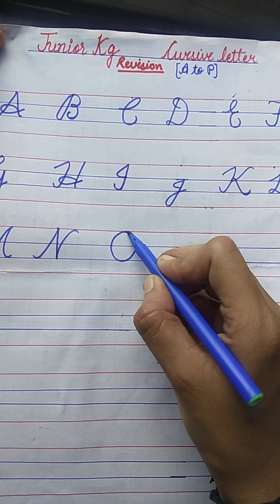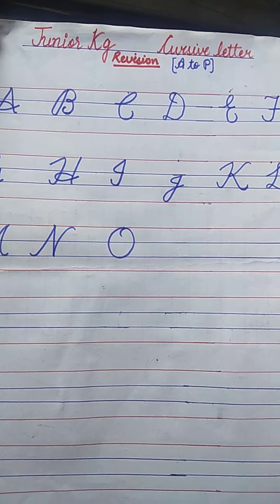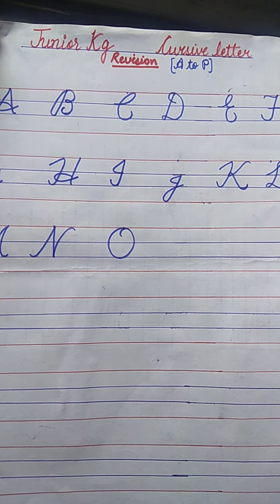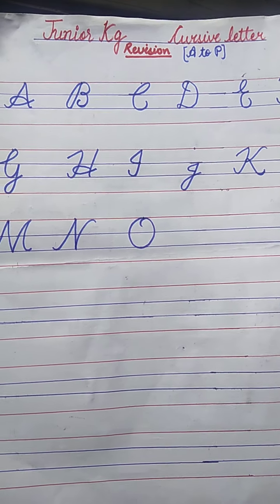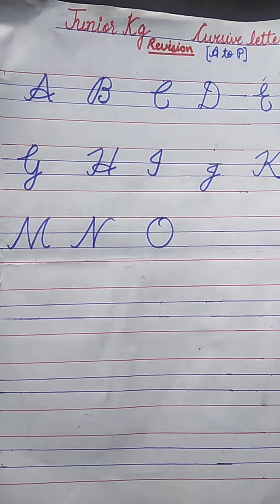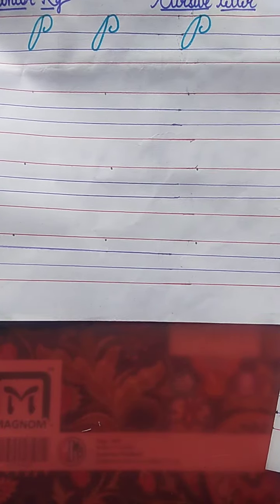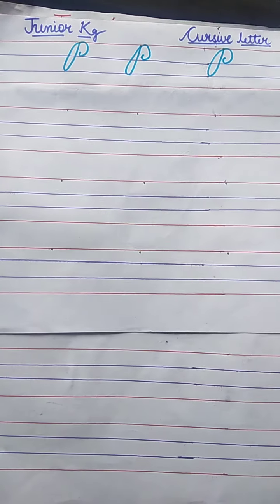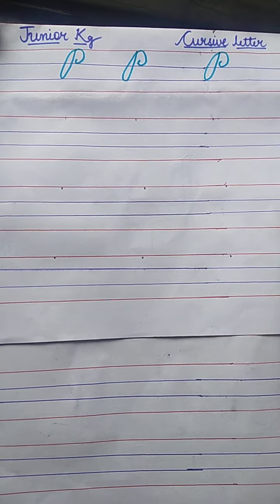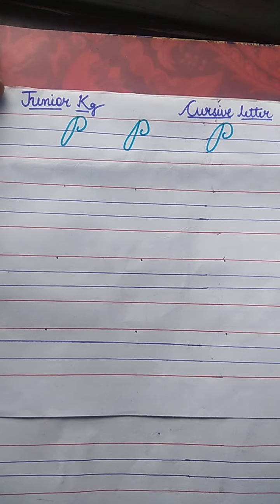Now see here, the next letter is O. O for owl. The spelling of owl is O-W-L. Owl. Now O for owl के बाद next letter क्या आता है children? P. P for peacock.